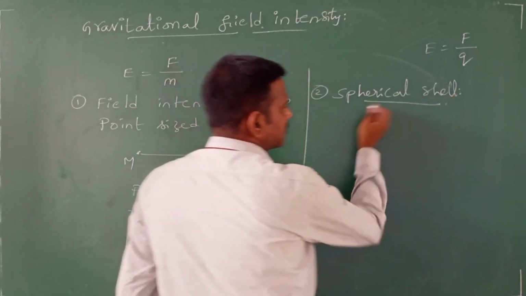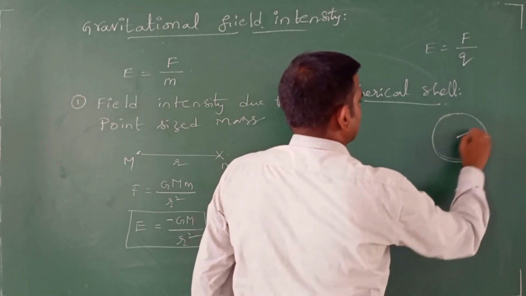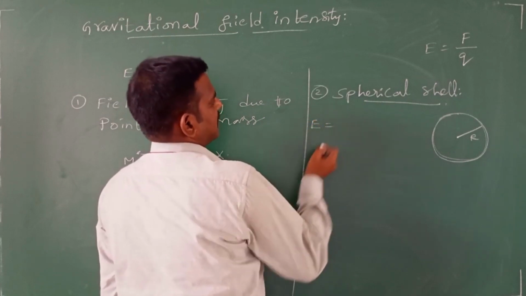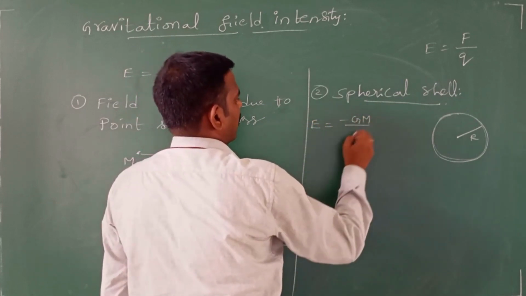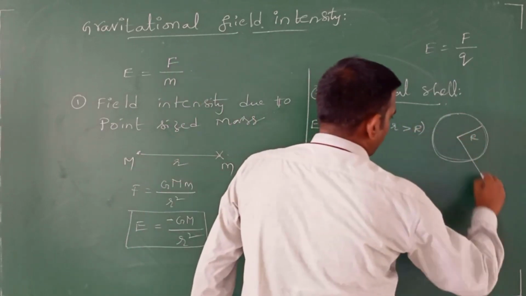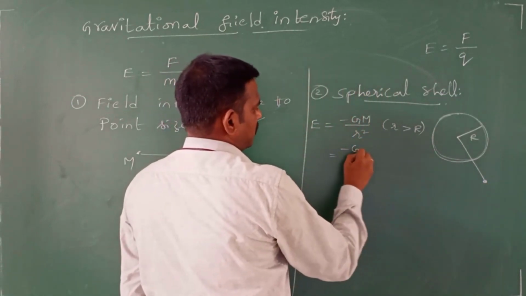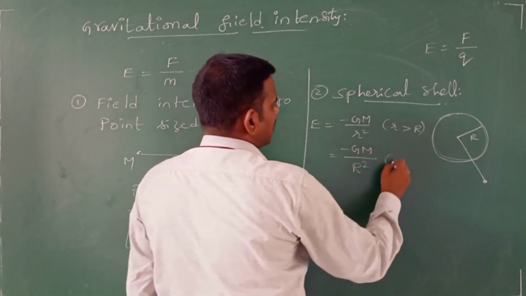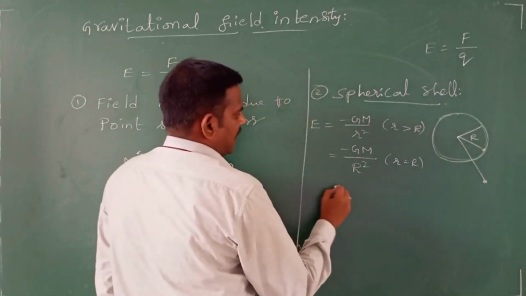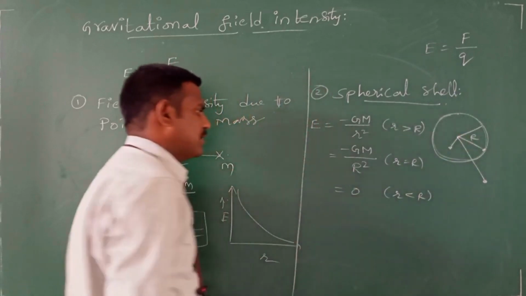So due to the spherical shell, let us suppose this is a massive spherical shell, and it has a radius of capital R. Then the gravitational field intensity will be equal to minus Gm upon small r square when r is greater than capital R. That means at an outside point, this will be the field intensity. And this will be equal to minus Gm upon capital R square when r equals capital R. That means on the surface. And the value will be 0 when r is inside. That means here the field intensity is 0.